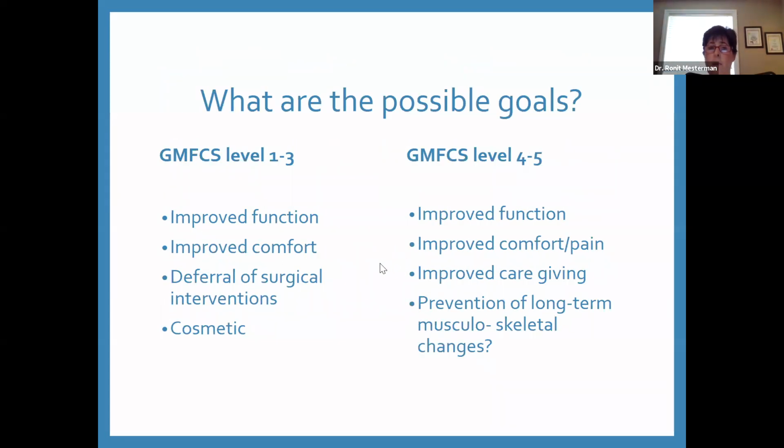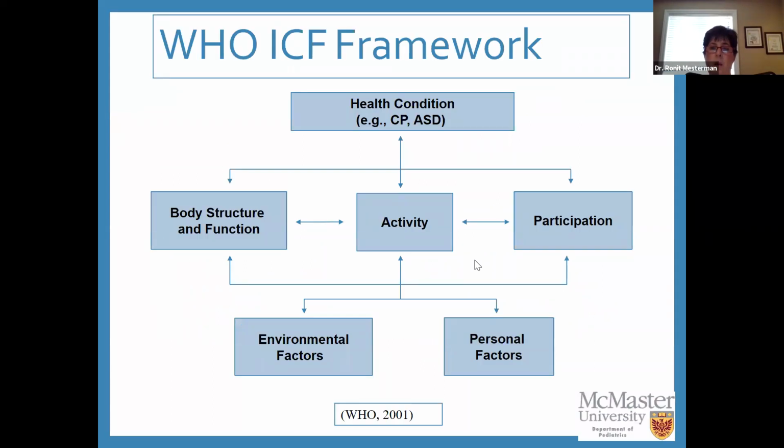The goals that I mentioned might look different for levels 1 and 3, that are the ambulatory, and the level 4 and 5. We talked about it already. And so just to remind us all about the ICF framework, where tone would fit under the body structure. That is what we affect. But we really want to see that it is going hand in hand with some change in activity and participation.